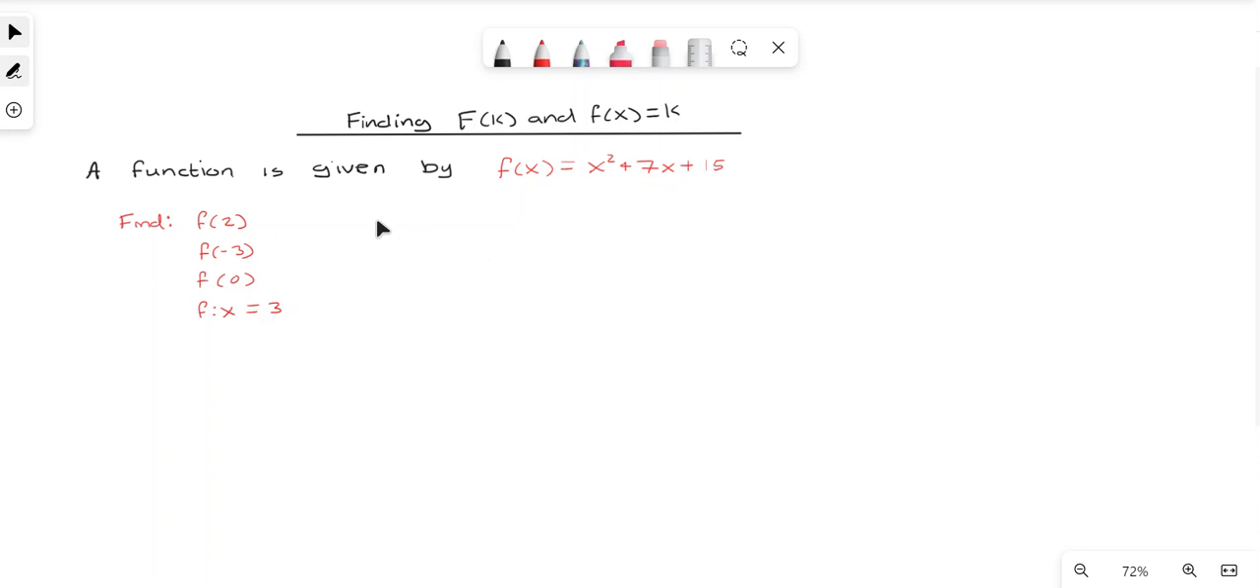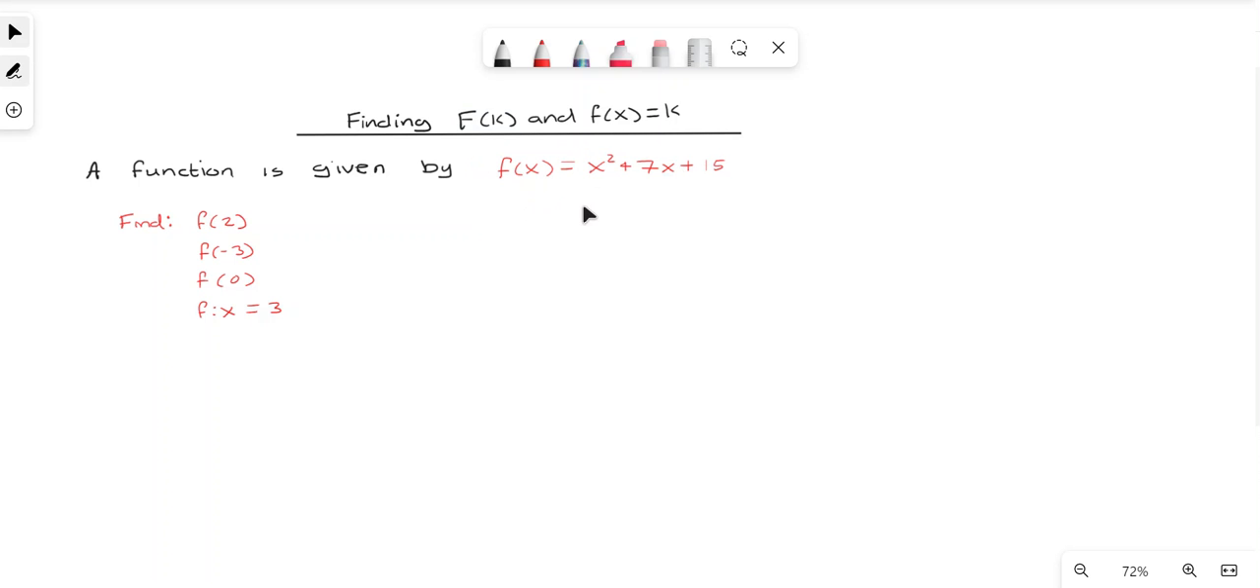So in this lesson, we are going to look at finding function k, or finding the x value, and then also finding the function x or the y value when you're given a value for a function. So if we remember, this here is a function. Function x is equal to x squared plus 7x plus 15. A function has its domain, so that's the input values, in this case the values for x, and then that x value gets processed in the function, and then it gives you out a y value or a function x value.